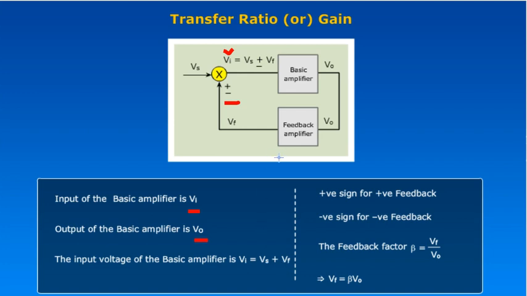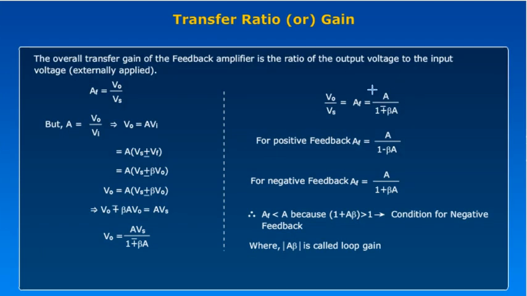And next, the feedback factor of the feedback amplifier, that we represent with beta. Now that beta is equal to Vf by V0, the feedback voltage Vf divided by the output V0, and therefore the feedback voltage Vf is equal to beta into V0. The overall gain of the feedback amplifier is the ratio of the output voltage to the input voltage externally applied.